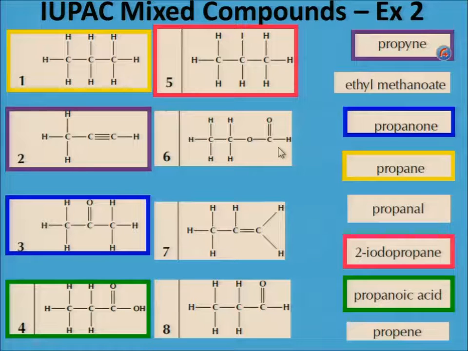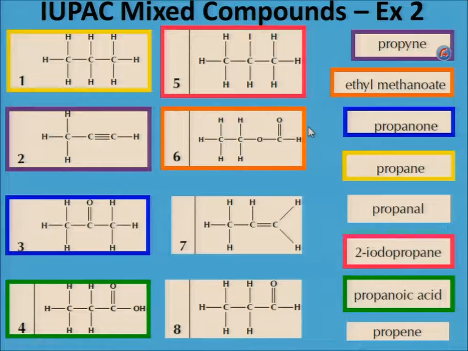Now remember how to name your ester. You cut your molecule in 2 and you look first at what is bonded to the oxygen part, which is now 2 carbons, therefore ethyl. And now you number your carbonyl part, and your carbonyl carbon is always number 1, so methanoate.